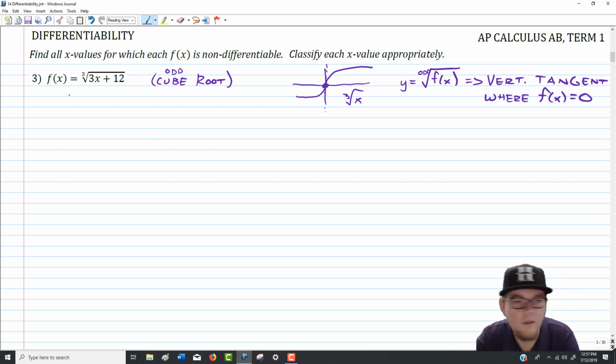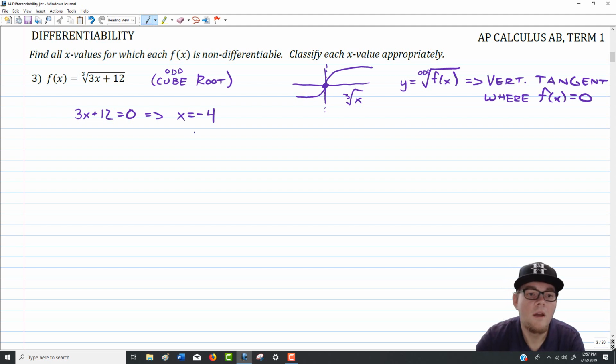So now, of course, how do we do that? We said we'd do that here. For our particular case, if we want to find where the function f of x equals cube root of 3x plus 12 is non-differentiable, we take the argument of the function and set it equal to 0. Clearly, that occurs when x equals negative 4. So for this function, because it's a cube root, and we know how to diagnose that issue, we have a non-differentiable point at x equals negative 4.